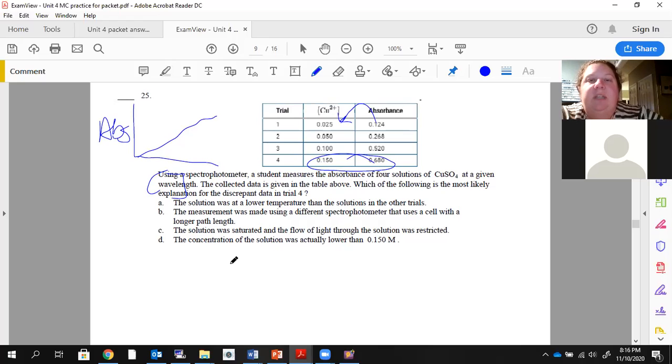Okay. It's all about the pattern of the absorbance versus the concentration.